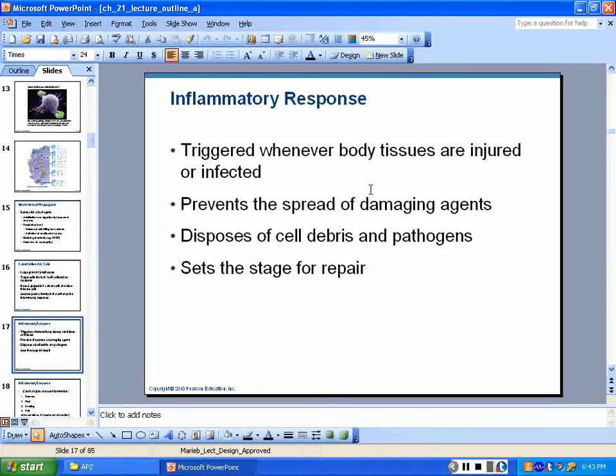Then we get to this part, which is called inflammation. Inflammation is known as your second line of defense. Before we talk about how inflammation actually works and what it is, the basic concept of inflammation is that it wants to prevent spreading, and to set the stage for repair.